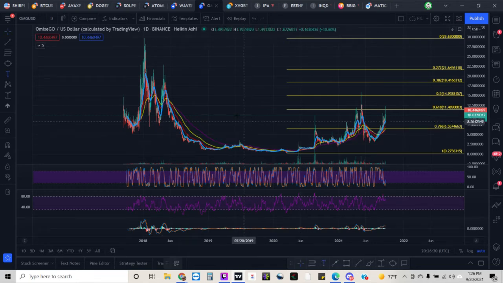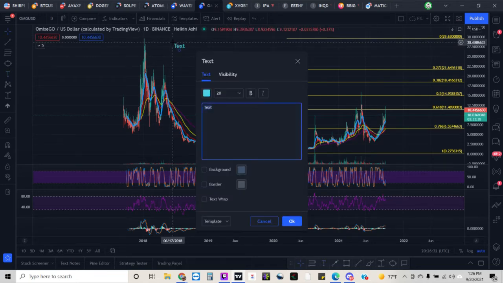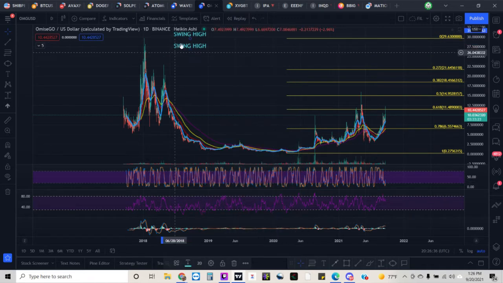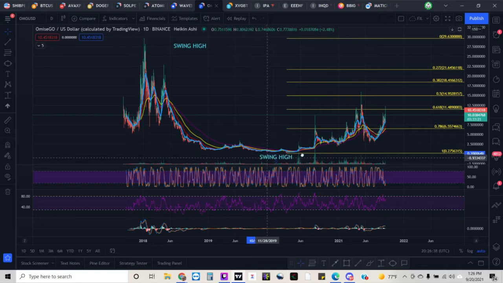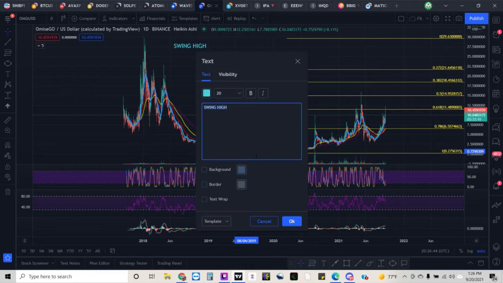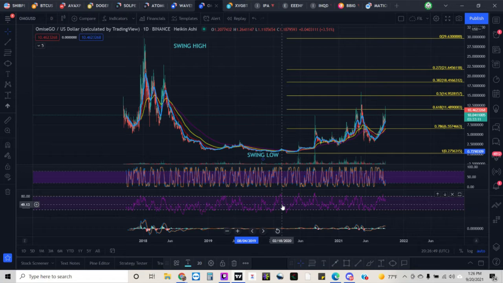Let me do a little extra for you. So something for you to remember. Swing high, copy paste. So you can copy and paste any indicator and be able to utilize it on the same page. Swing low. And you want to do this on every time frame that you use.